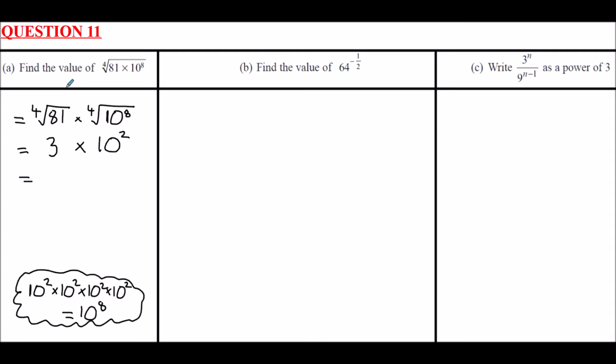But we need to find the value, not just leave it like this. 10 squared is 100, so this is the same as 3 times 100, and 3 times 100 is, of course, 300.